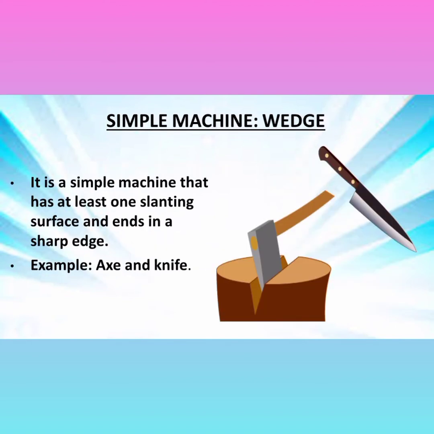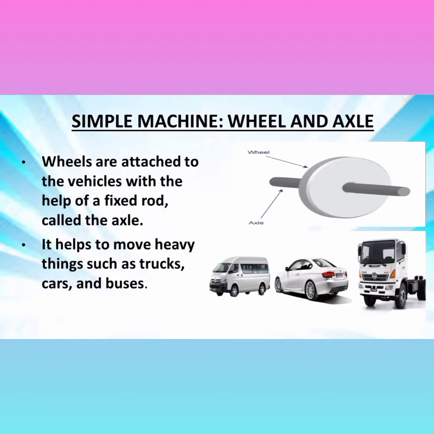Another type of simple machine is the wedge. It is a simple machine that has at least one slanting surface and ends in a sharp edge. Its sharp edge is used to cut objects. Example, axe and knife.